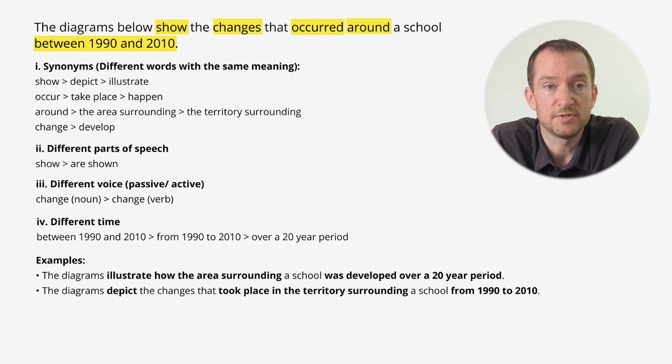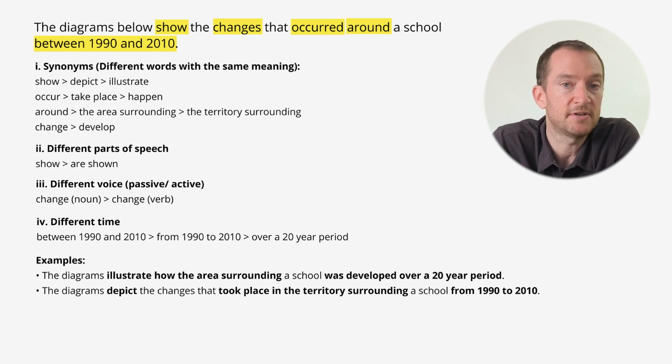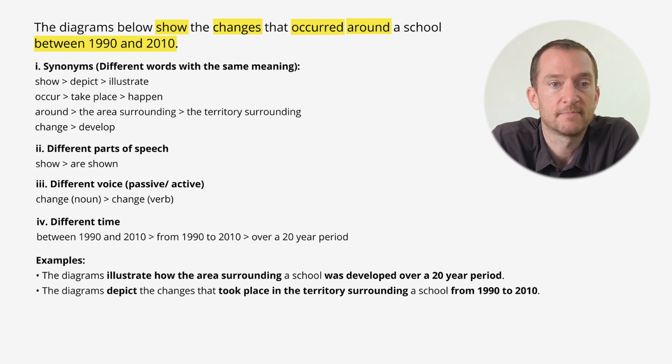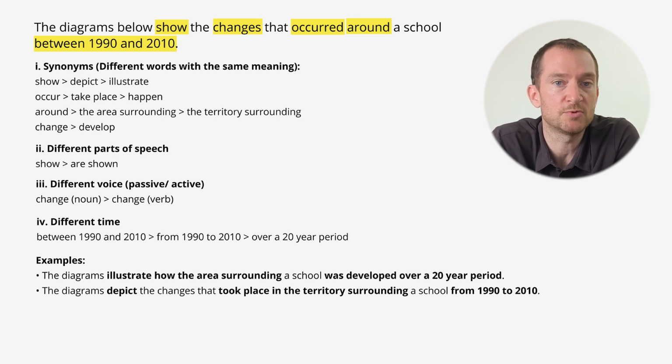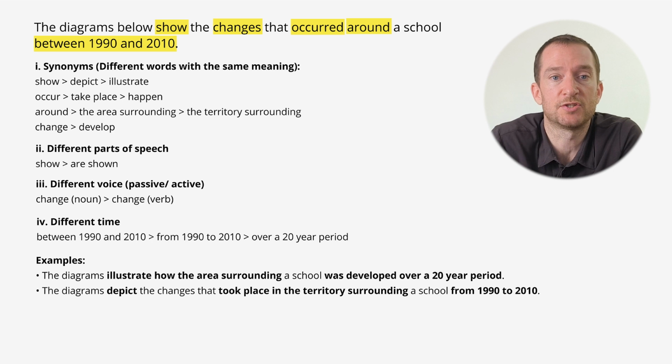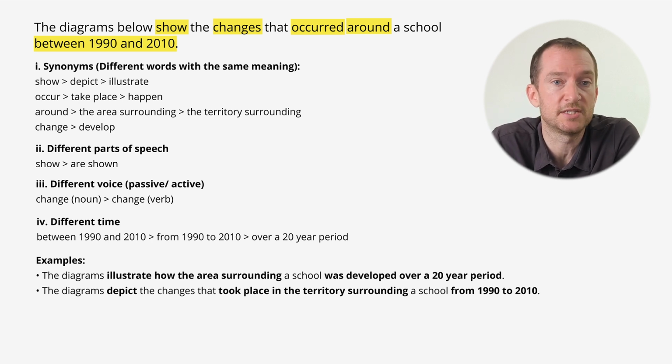In this task, the rubric uses the word occur. This can be replaced with take place or happen. You can also replace around with the area surrounding or the territory surrounding. Territory is a more formal synonym of area and works well here too. We can also use the word develop instead of change. Now, develop is a synonym of change in this case because we're talking about changing buildings and land and construction. Develop captures this meaning of constructing new buildings or changing the usage of land.